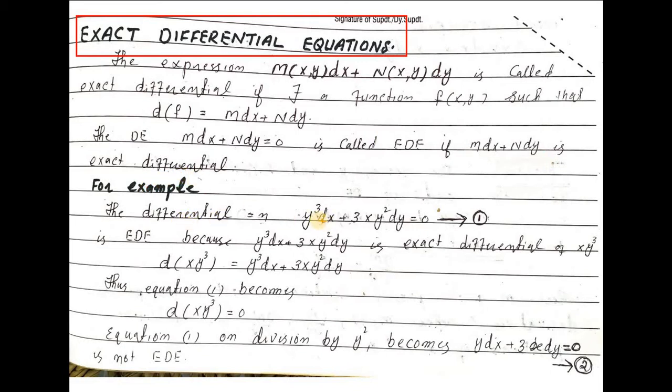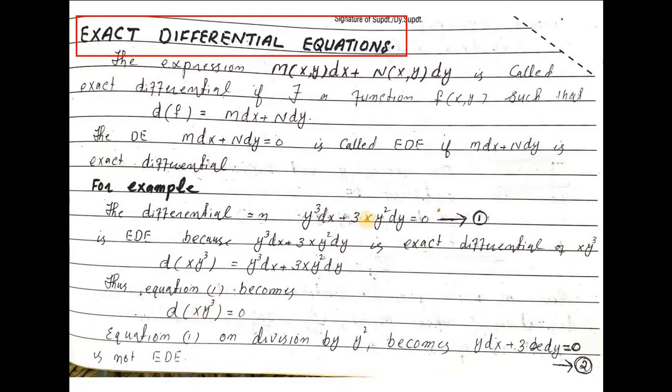The differential equation y cube dx plus 3xy square dy equal to 0 is exact differential equation because the expression y cube dx plus 3xy square dy is exact differential of the function xy cube. That is, differential of xy cube is equal to y cube dx plus 3xy square dy. Equation 1 becomes differential of xy cube is equal to 0.